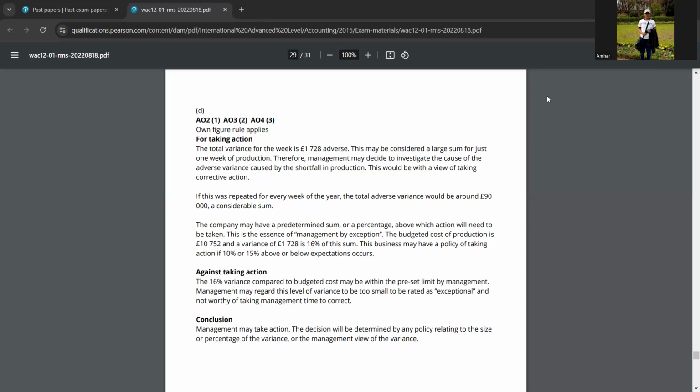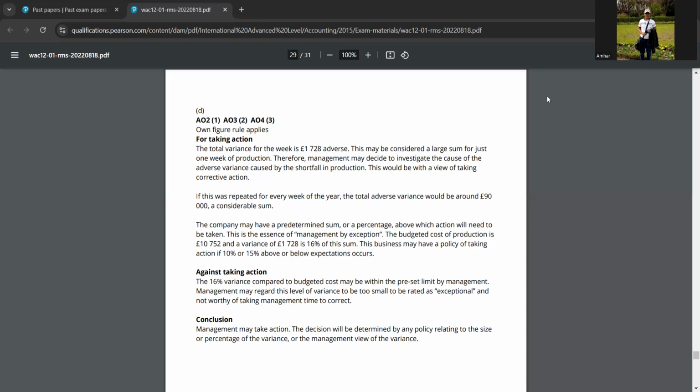It's like the management takes actions to control the variance. Let's say if it's an adverse variance, or if the variance is unfavorable, then the management will take actions to control them, to improve them. That is meant by management by exception.